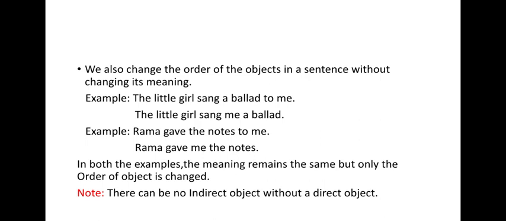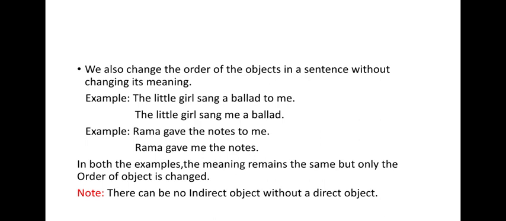So if there's an indirect object, there will not be a prepositional object. And if we want to write the sentence with a prepositional object, then that time we will not have an indirect object. I think you're getting me. There cannot be an indirect object without a direct object, because the action of the direct object is being received by the indirect object.